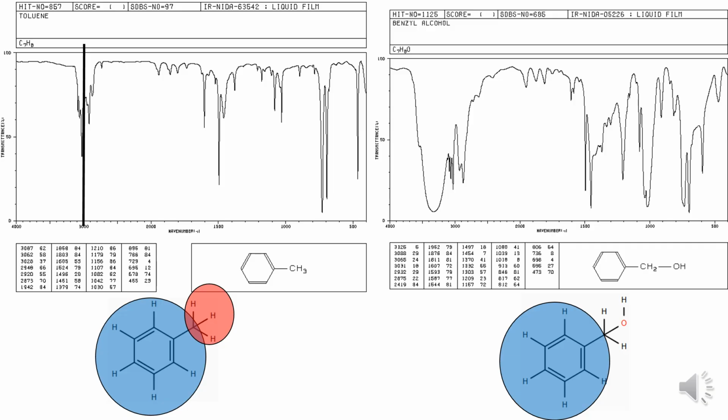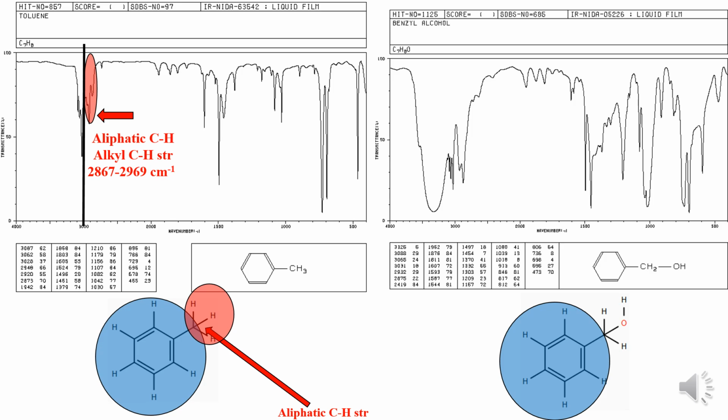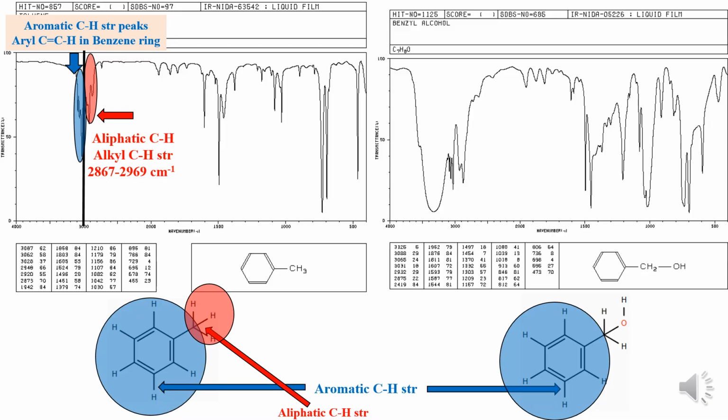So the reference line is drawn at around 3000 centimeter inverse. In the case of toluene, you find the aliphatic CH stretch less than 3000 centimeter inverse. And you find the aromatic CH stretching peaks at wave number greater than 3000. So you find aromatic CH stretch as well as aliphatic CH stretch for both the compounds.